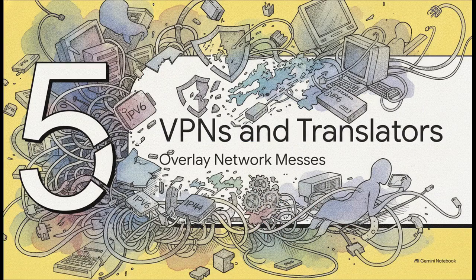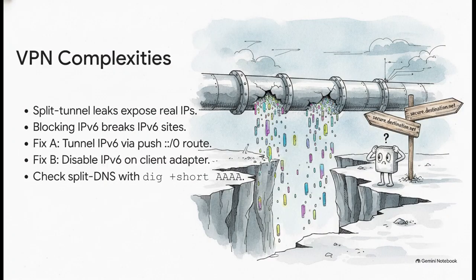Moving to Section 5, Navigating VPNs and Translators. When you mix IPv6 with legacy VPNs, it's usually a mess. Older VPN clients either leak your IPv6 traffic straight to the local internet, bypassing corporate security, or they try to block it, but do it so poorly that they break access to all IPv6 sites. You really have two options: properly tunnel IPv6 by pushing a default route, or literally disable IPv6 entirely on the client adapter. You'll also see tons of split DNS issues here. Use dig +short AAAA to point explicitly at your internal, external, and VPN DNS servers so you can see exactly who is handing out the wrong addresses.